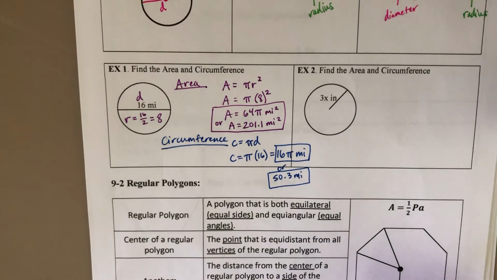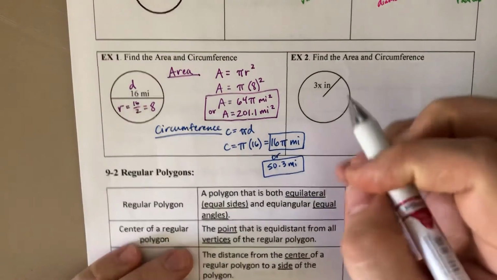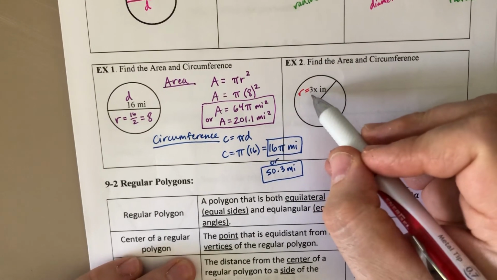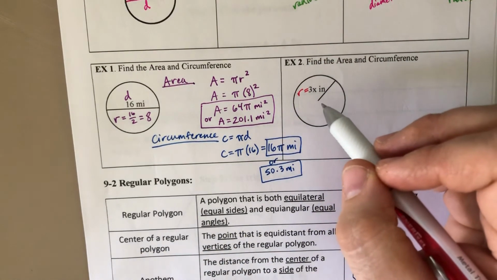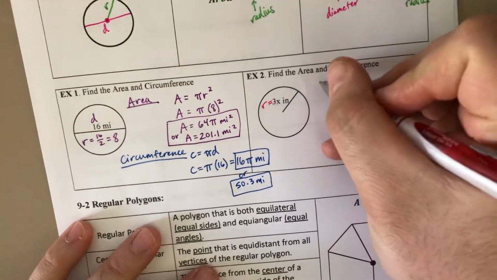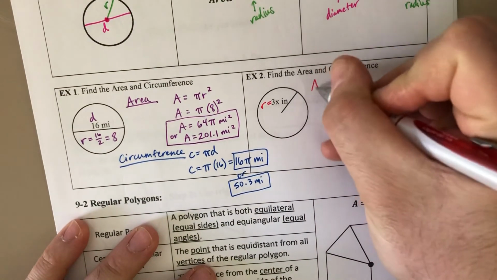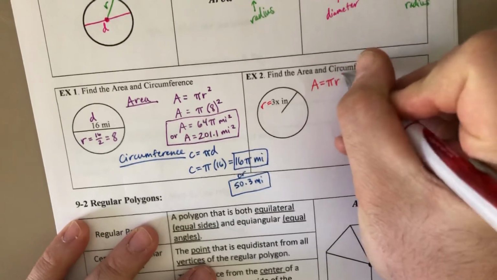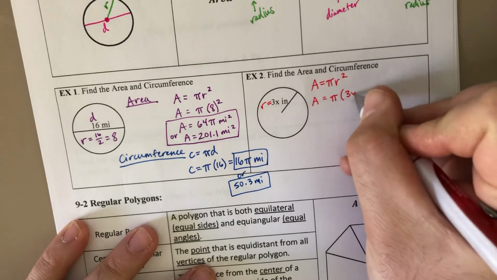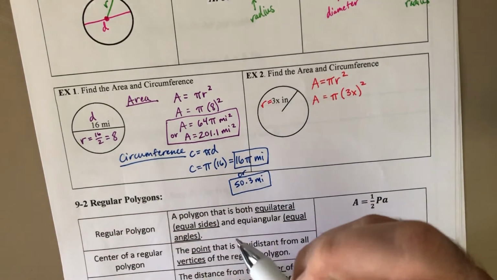All right. Let's look at the next example, example 2. Find the area and circumference. Okay, so this one, it looks like the radius is given. It's that 3x. Now, it's 3x, so it's kind of weird, but that's okay. It's not going to change how we're going to approach this, right? We're going to still start it all the same way. For area, we're going to do A equals pi r squared. And r just happens to be 3x right now. So we're going to square 3x.